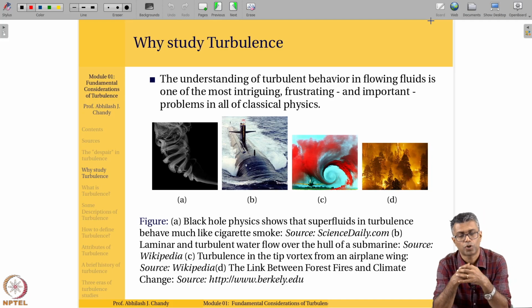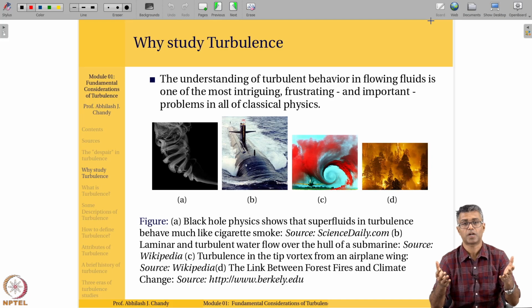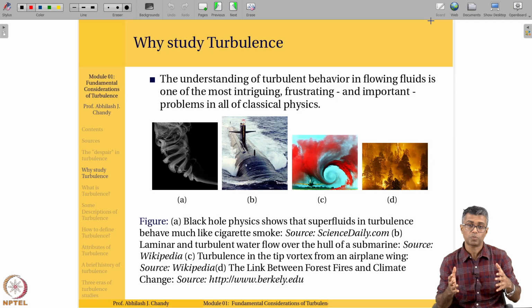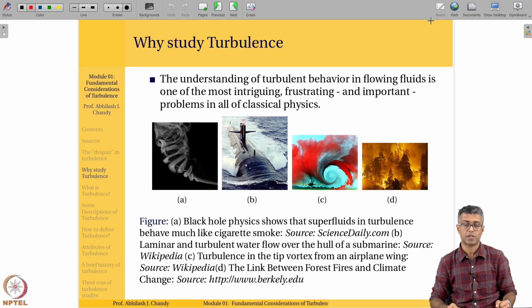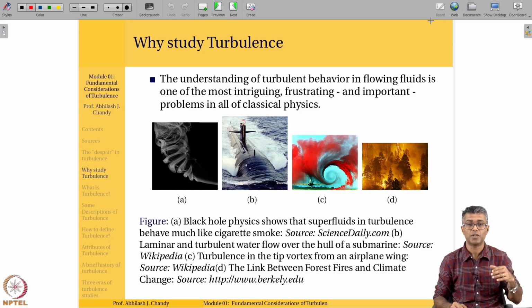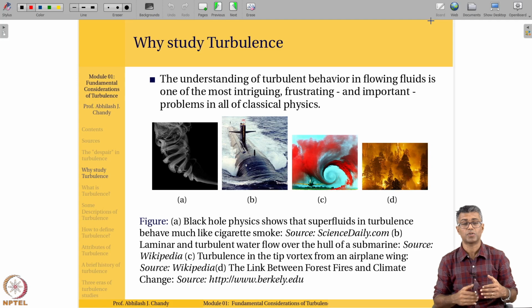Now, why do we want to study turbulent flow? It is really one of the most intriguing and frustrating, important problems in classical physics. Other examples of problems in classical physics are chaos and astrophysics, and turbulence is one of the most important. It's sometimes called the last unsolved problem. It is also intriguing and frustrating, frustrating because we are not able to understand it completely.